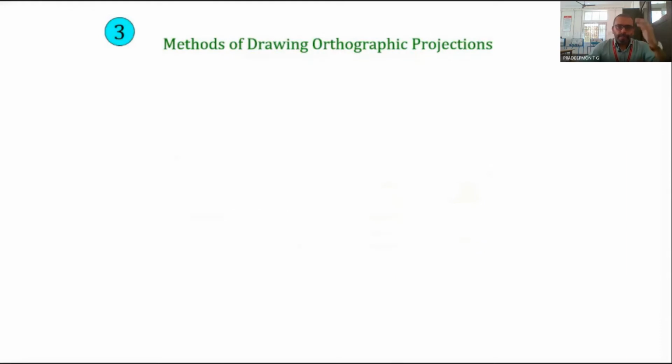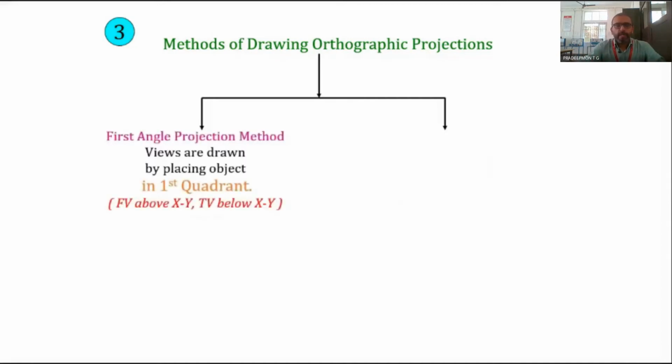And now, methods of drawing orthographic projections. Actually, there are 2 different methods. One of them we have already described: the first angle projection method. That is, the views are always drawn by placing the object in the first quadrant. The front view will always be above the XY and the top view will always be below the XY. That is the first angle projection.